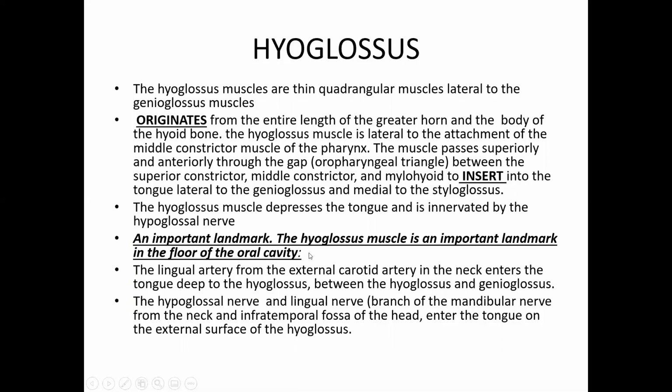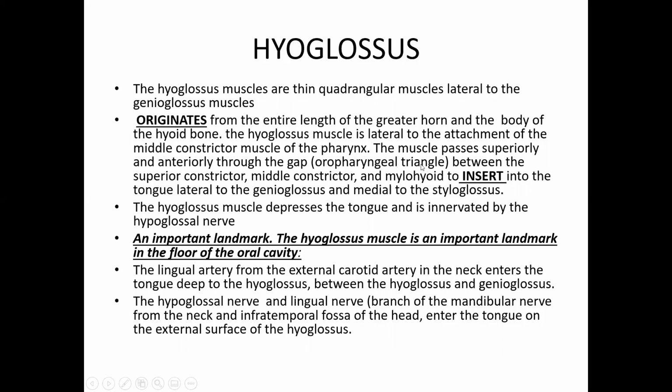Actually, it is a very important landmark structure because the lingual artery enters from the neck deep to the hyoglossus muscle. The lingual artery, which supplies the tongue, is just deep to the hyoglossus muscle, while the lingual nerve and the hypoglossal nerve are superior to the hyoglossus muscle. So it is a very important landmark because the lingual artery is inferior or deep to the hyoglossus muscle, while the hypoglossal nerve and the lingual nerve are superficial, or external, to the hyoglossus muscle.